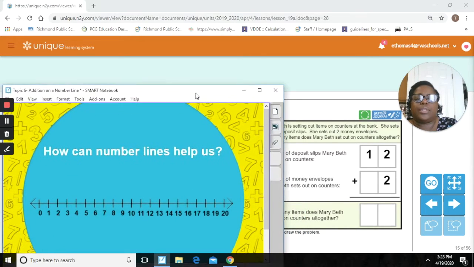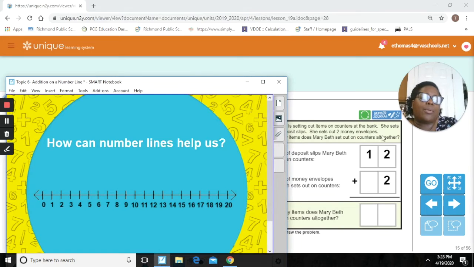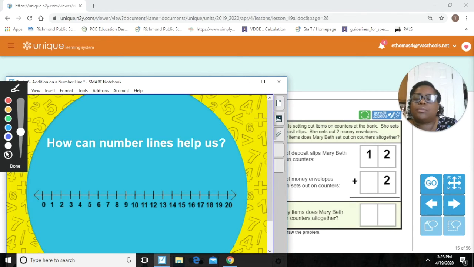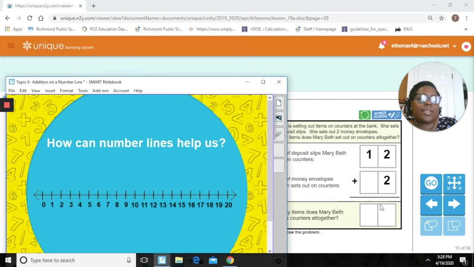Okay, let's move it up. So what number are we going to start with on our number line? Did you say 12? Yes. So we're going to begin with 12, and we're going to hop forward how many spaces? 2. 1, 2. What's our answer? 14. Our answer is 14. So let's type that in.